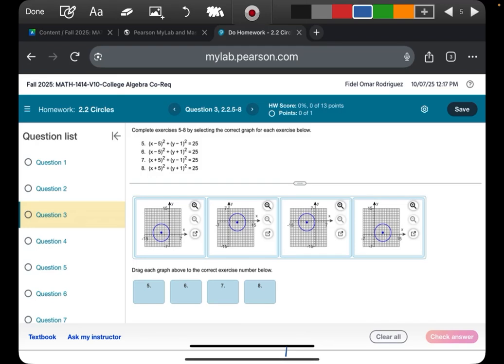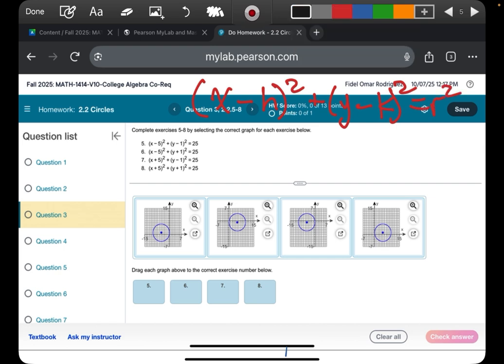All right, y'all. So this is a homework question that one of our classmates asked us about. It's number 3, and we're trying to complete the exercises by selecting the correct graph for each exercise below. First thing I'm going to do, when I'm thinking about the general form of the equation of a circle, it looks like this: (x − h)² + (y − k)² = r².